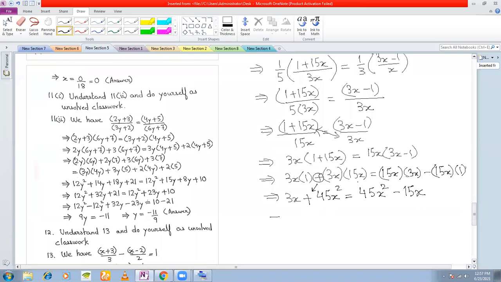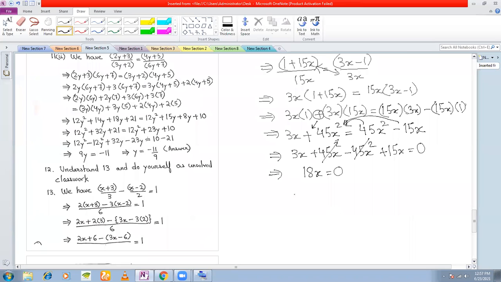So now you take everything to this side, this one to this side, this one to this side. So 3x plus 45x square minus 45x square. From minus 15, this will become plus 15x is equal to 0. That means plus 45x square minus 45x square is going to cancel. You get 15x plus 3x is equal to 18x is equal to 0. That means you get x is equal to 0 divided by 18. That means x must be equal to 0. That's it.